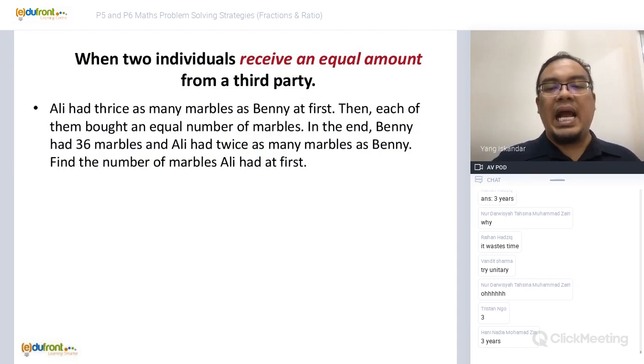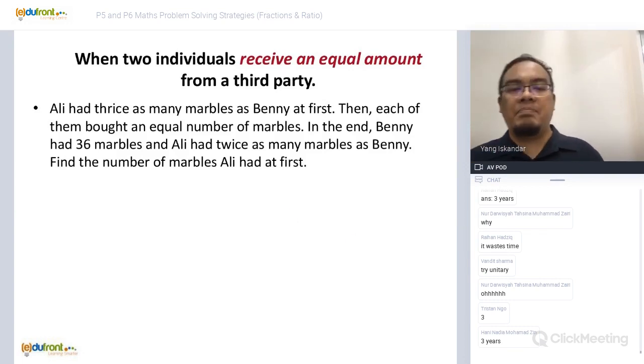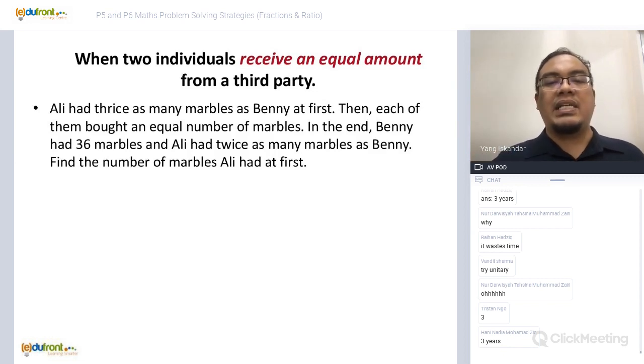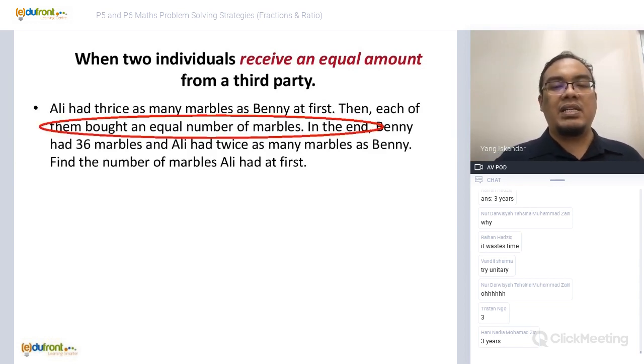Let's take a look at another situation, when both receive an equal amount from a third party. Ali has twice as many marbles as Benny at first. Then each of them bought an equal number of marbles. In the end, Benny had 39 marbles and Ali had twice as many marbles as Benny. Find the number of marbles Ali had at first. Okay, so let's analyze this question. Each of them bought an equal number of marbles.